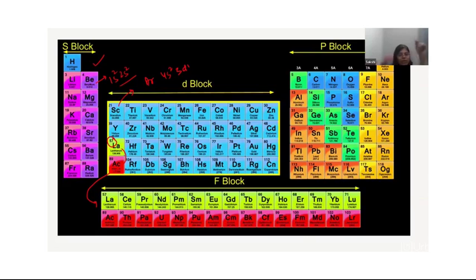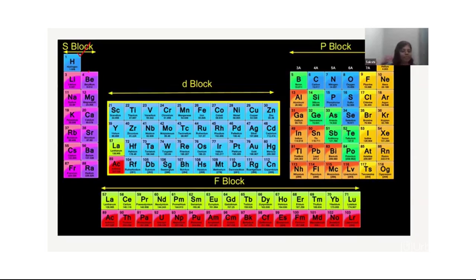Group 3 to 12. This is the alkali metals, group 1, and group 2 is the alkaline earth metals, right? Now the D block elements are known as the transition elements. You can see it is showing us a transition from S to P. Also, the elements present in the D block have properties that show a transition between S and P, right?